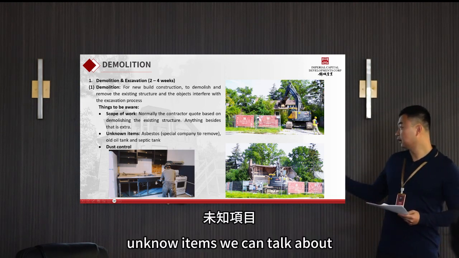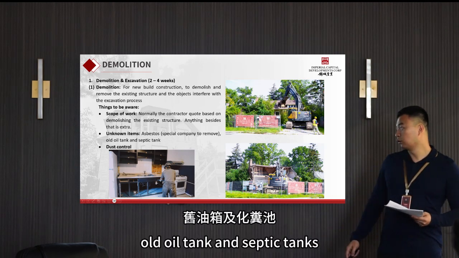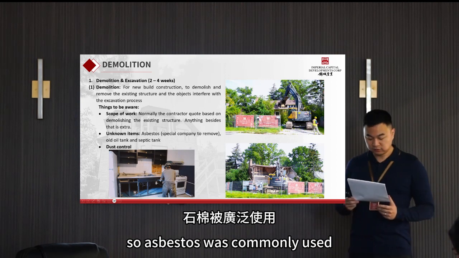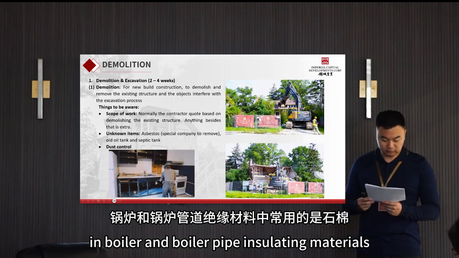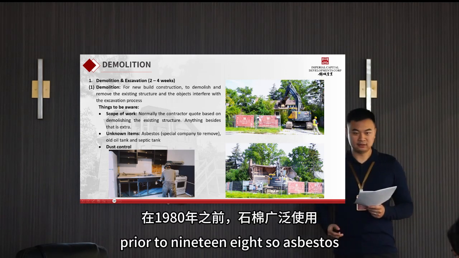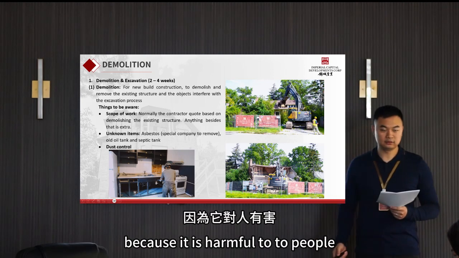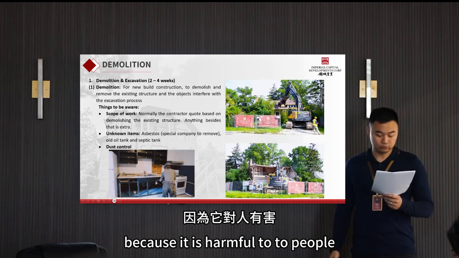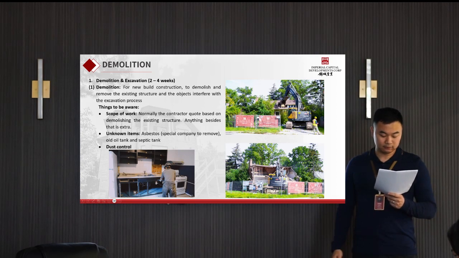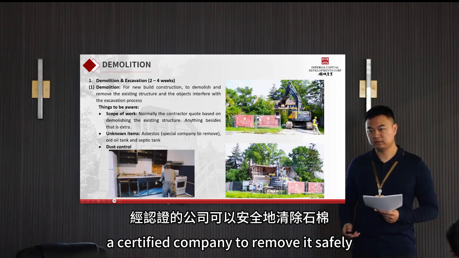So unknown items, we're going to talk about asbestos, old oil tanks, and septic tanks. Asbestos was commonly used in boiler and boiler pipe insulating materials prior to 1980. Asbestos has to be removed by a special certified company because it is harmful to people if they breathe it in. In order to remove it safely, you need to have a certified company.